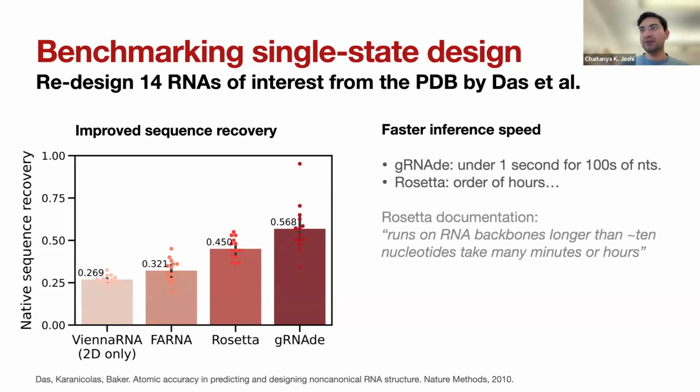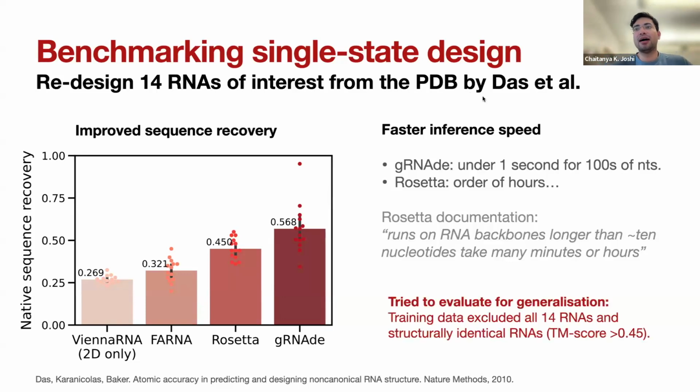With physics-based tools, every single design that you do needs to run a sort of search algorithm, an MCMC sampling procedure, and this can take hours. The Rosetta documentation itself says that to design anything with hundreds of nucleotides, it could take hours, maybe because this is not yet optimized. Maybe it could be, but it's still not as broadly usable as deep learning tools are.